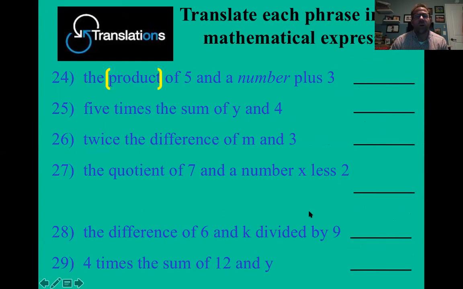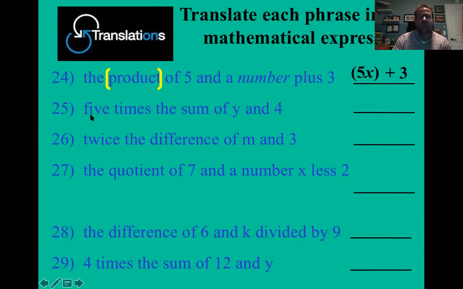So the word product, right? That's our private party word. And so who's at that private party? The 5 and a number. Product would be 5 and a number. And then this tells us then plus 3. We're going to add 3 on. But the 3 did not get invited to the private party. Okay? So these are a little tricky. So the product of 5 and a number. So 5x and then plus 3.